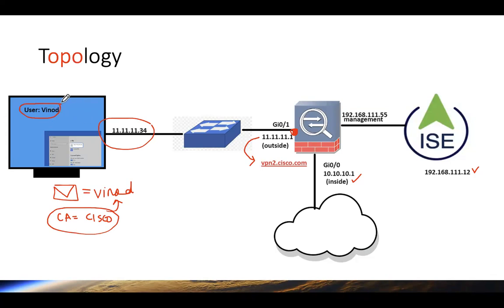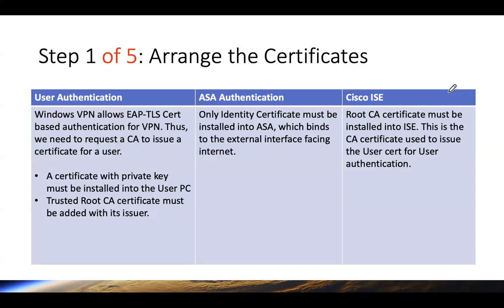And this user Vinod's certificate is the same certificate which will be sent to Cisco ASA for EAP TLS authentication. And remember, as I mentioned in my previous slide, ASA will perform neither authentication nor authorization. Everything will be done over Cisco ISE. Going back, so the first step is the user authentication.